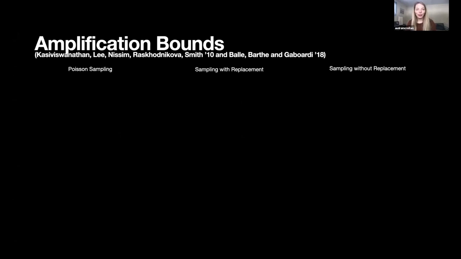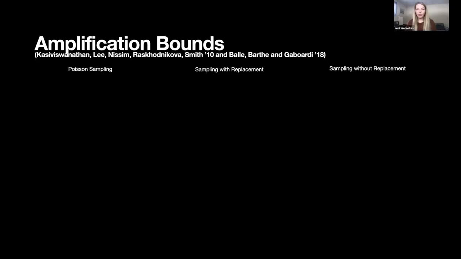To the best of my knowledge, the first place that subsampling amplification was noticed was a blog post by Adam Smith. Then it appeared in this Cleaners paper in 2010. And there's a really nice treatment of it in this Balle, Barthe, and Gaboardi paper, who give a general treatment of subsampling mechanisms and how one analyzes the privacy of these mechanisms.